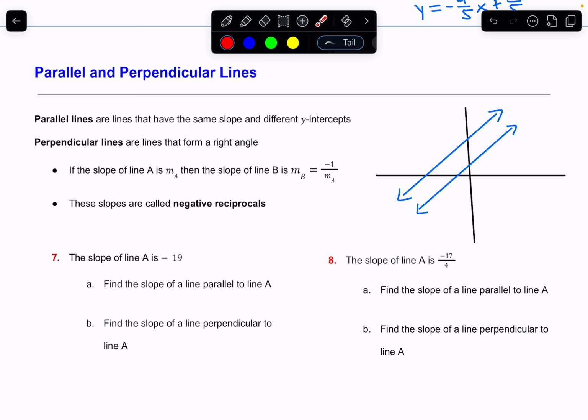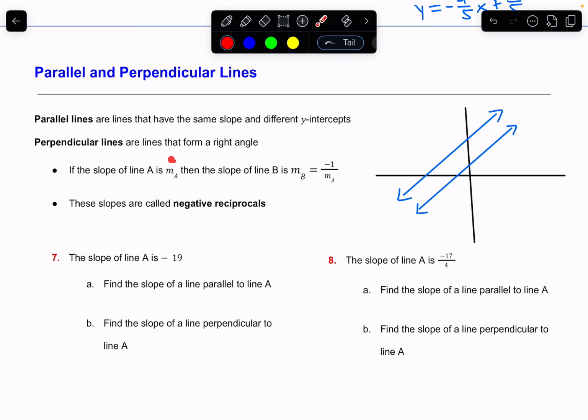Perpendicular lines, on the other hand, the xy axis is a perfect example. Notice that they make a plus sign when they cross. Okay, so if you look at our bullet points, they form a right angle where they cross. So you can see this little right angle box on all of these sides, all of these angles. And perpendicular lines have slopes that are negative reciprocals of each other.